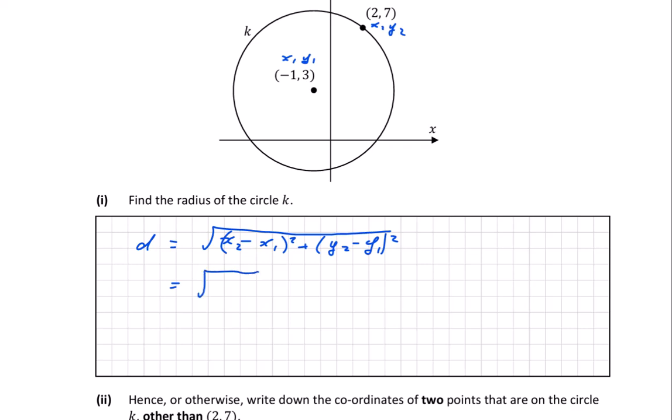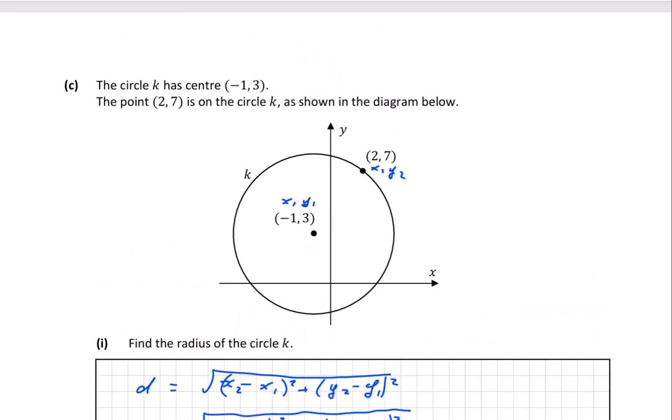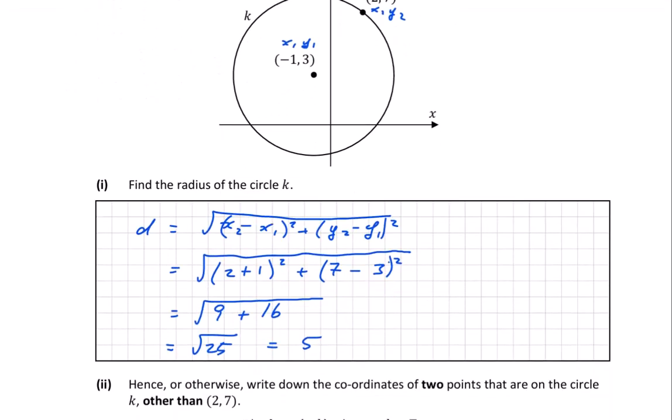So we have the square root of x2, which is 2, minus x1, which is -1. So minus minus is +1, squared, plus y2, which is 7, minus 3, which is y1, squared. So we just have to work these out then. 2 plus 1 is 3, and 3 squared is 9. 7 minus 3 is 4, 4 squared is 16. That's the square root of 25, which is just 5. And do we have any units here? We don't, so it's just 5.